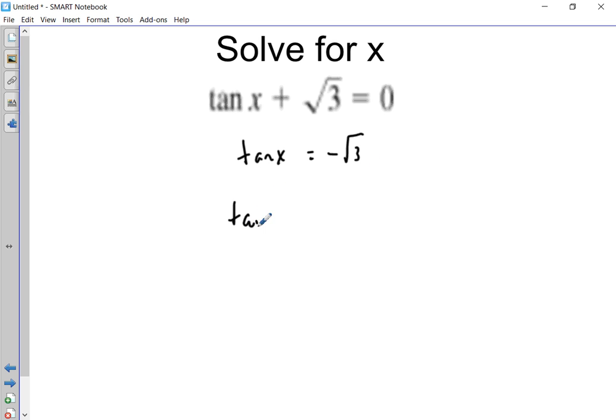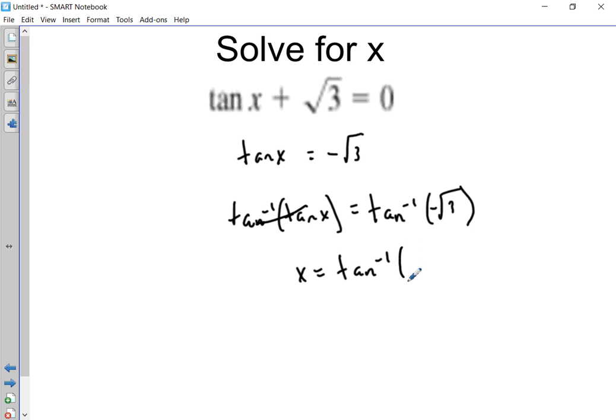So if we take the inverse tangent of both sides, we use the inverse property of functions, which states that a function composed with its inverse equals the value inside, and so we have the inverse tangent of negative square root of 3. Now, once again, if you put this in your calculator, your calculator will give you a value, and tangent is going to be in the first or fourth quadrant.